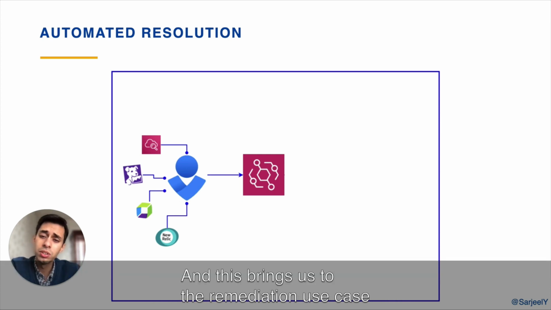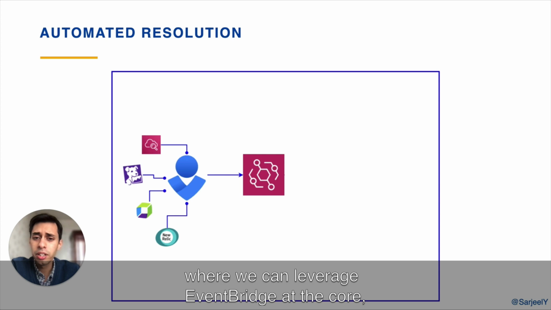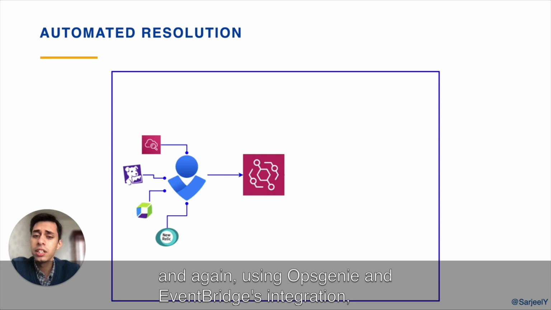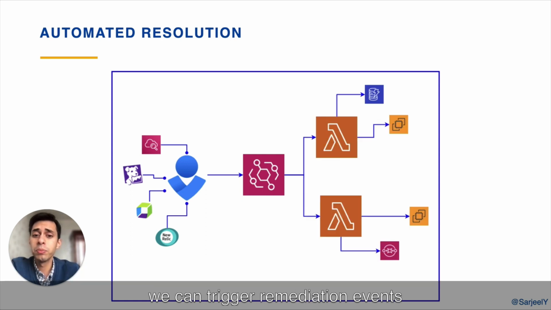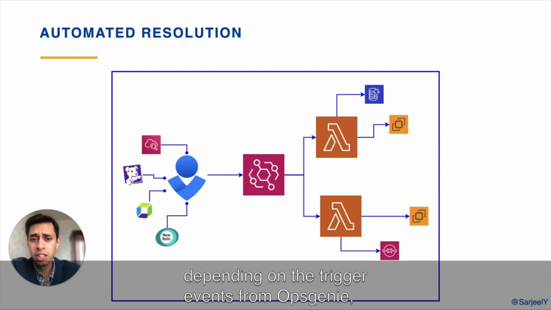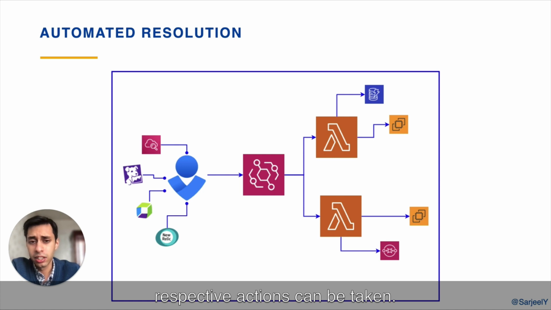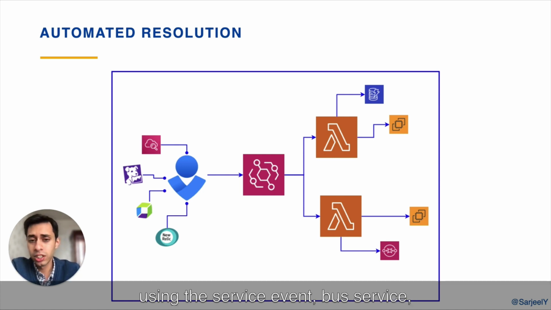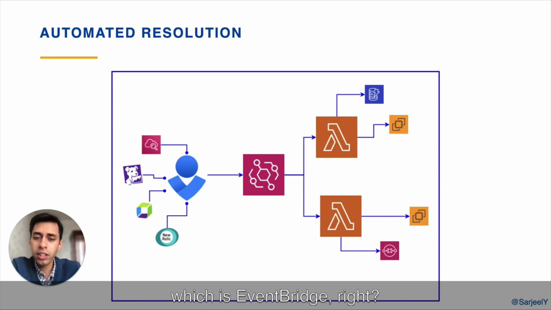And this brings us to the remediation use case, where we can leverage Event Bridge at the core. And again, using Opsgenie and Event Bridge's integration, we can trigger remediation events into your AWS infrastructure. Thanks to Event Bridge's routing rules, depending on the trigger events from Opsgenie, respective actions can be taken. Again, this is lightweight and fully managed using the serverless event bus service, which is Event Bridge, right?